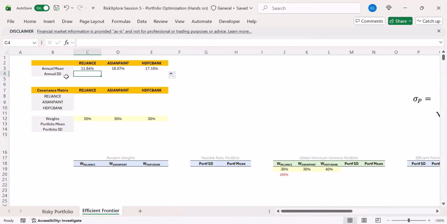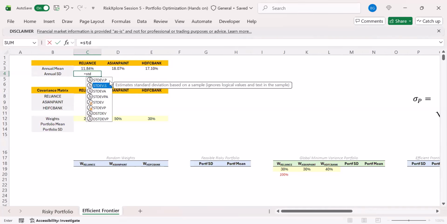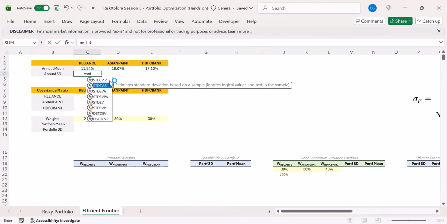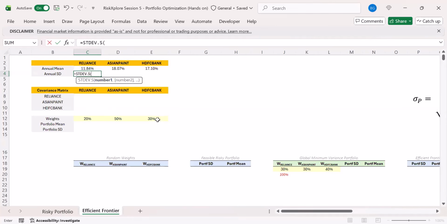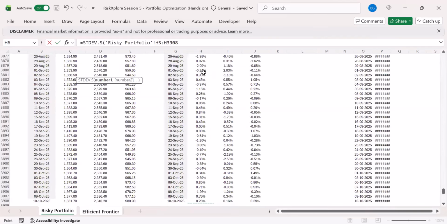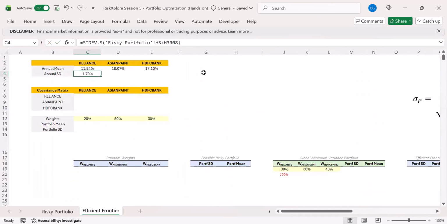Now similarly, we have to find out the SD as well, the standard deviation. So how can we do that? Equals to, there is a function in Excel called STDEV.S for sample and STDEV.P for population. So let's say we opt for the .S function, and now as the series we have to give this complete range of Reliance Industries returns. Press enter and we have the daily SD of Reliance Industries.